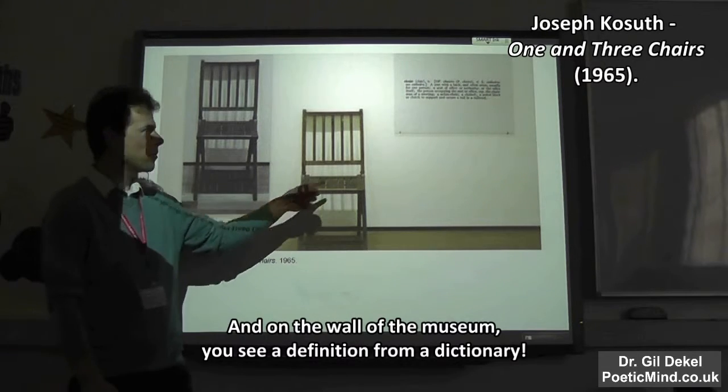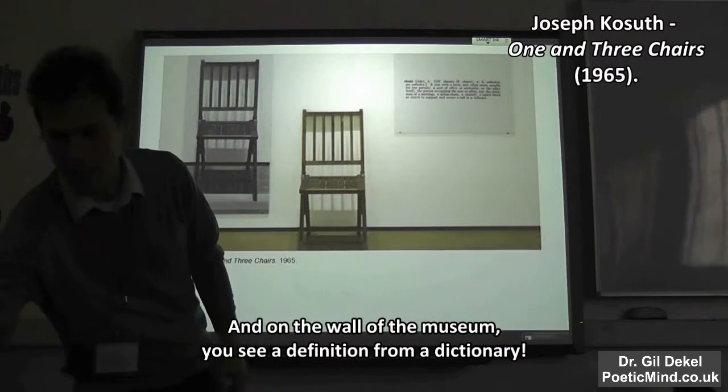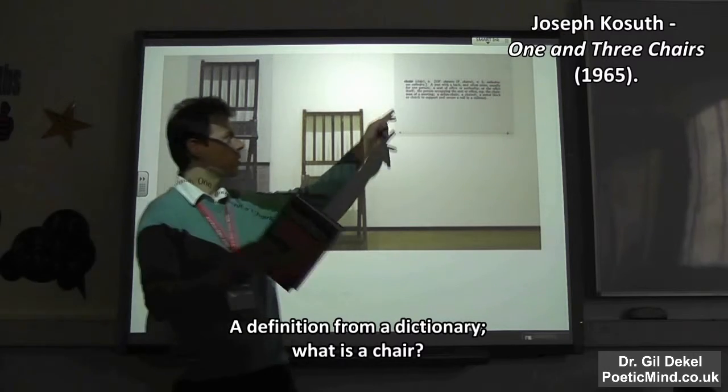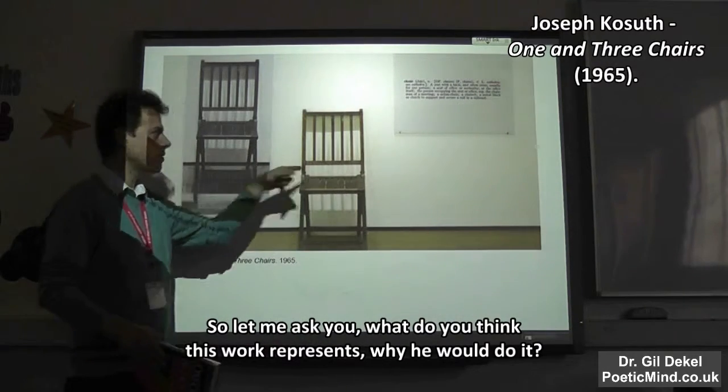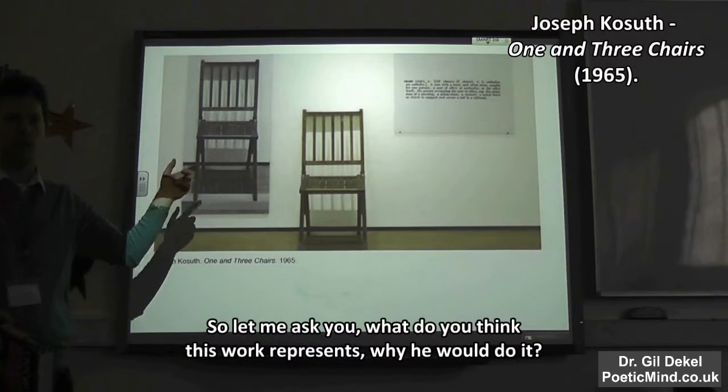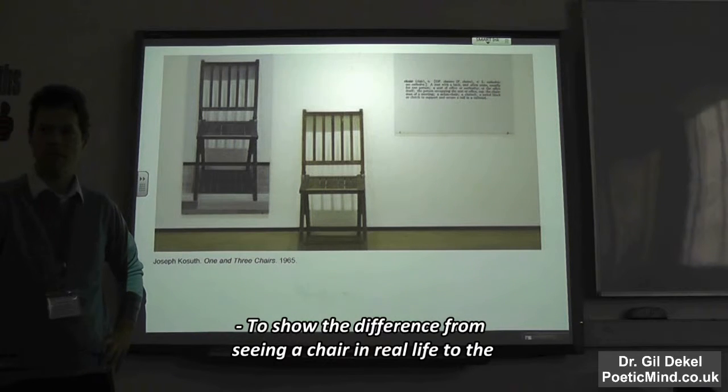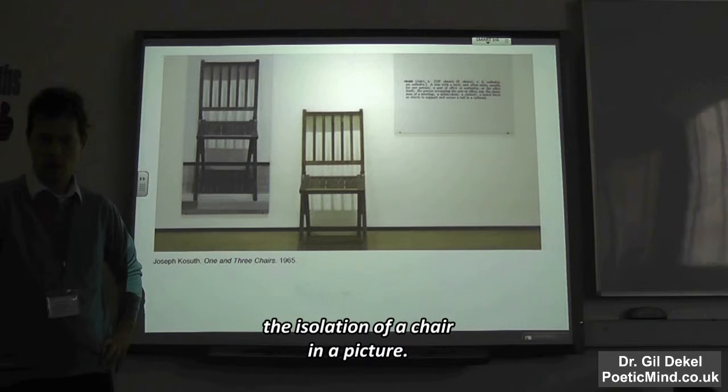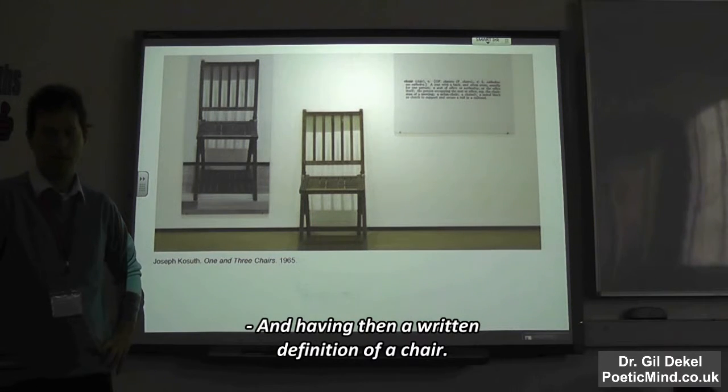And on the wall in the museum you see a definition from a dictionary. Definition from a dictionary, what is a chair? So let me ask you, what do you think this work represents? Why would he do it? Is it the difference from seeing a chair in real life to the isolation of a chair in a picture and having then a written definition of a chair?